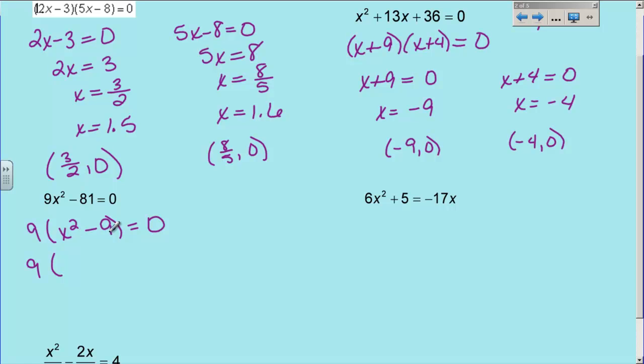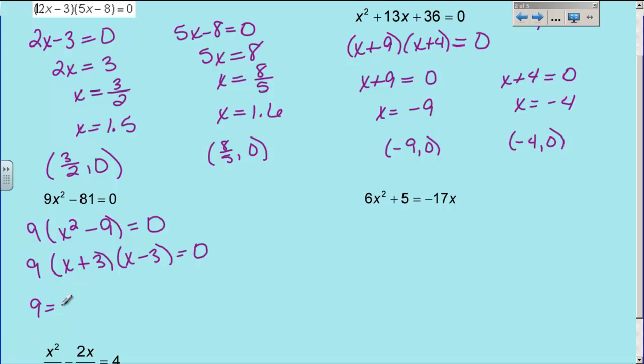And then to factor this, the square root of x squared is x. The square root of 9 is 3, so I end up with x plus 3 and x minus 3, and this equals 0. Now I treat it just like I did the first two that I did. I've got to set my factors equal to 0, except this time I have three factors. I have to set all three equal to 0.